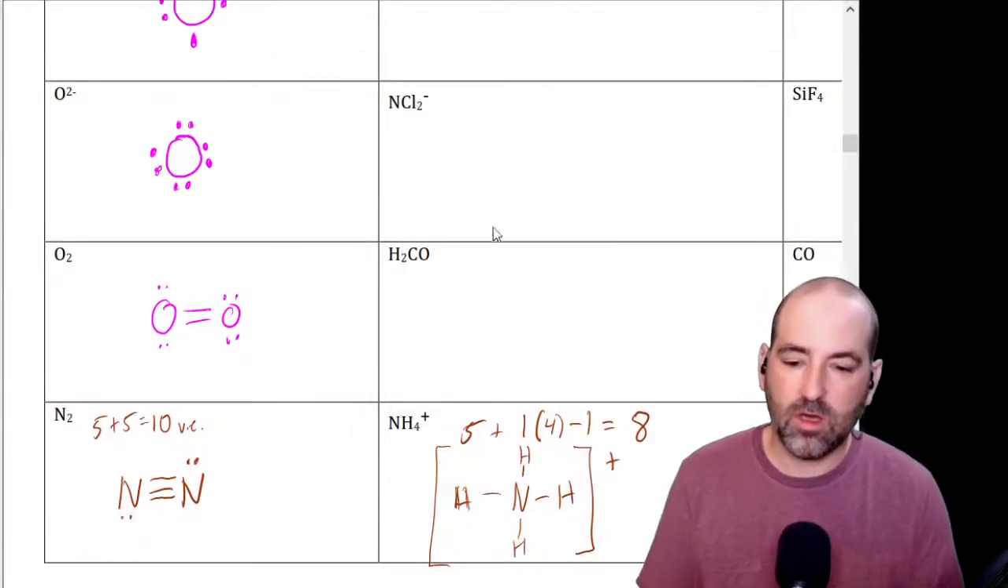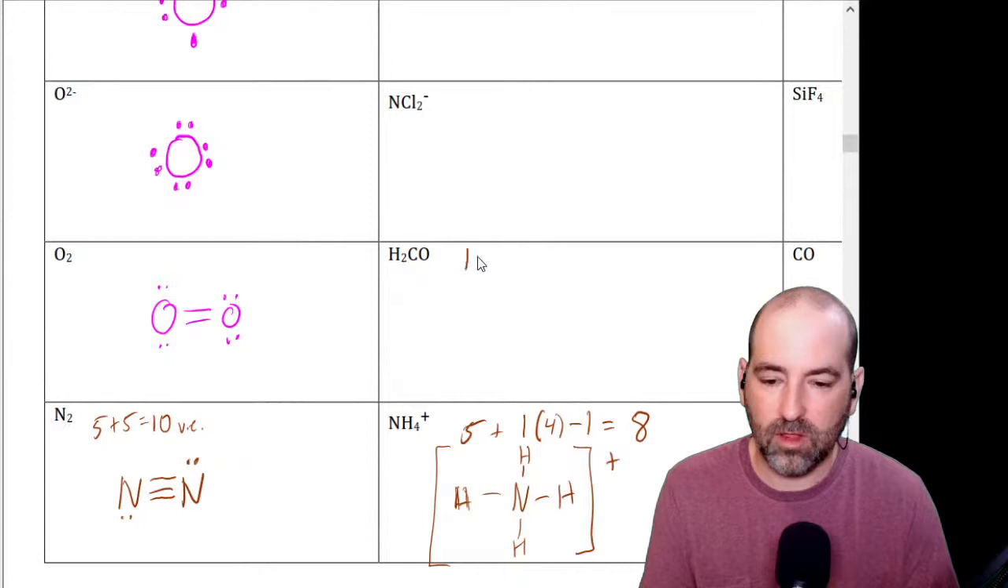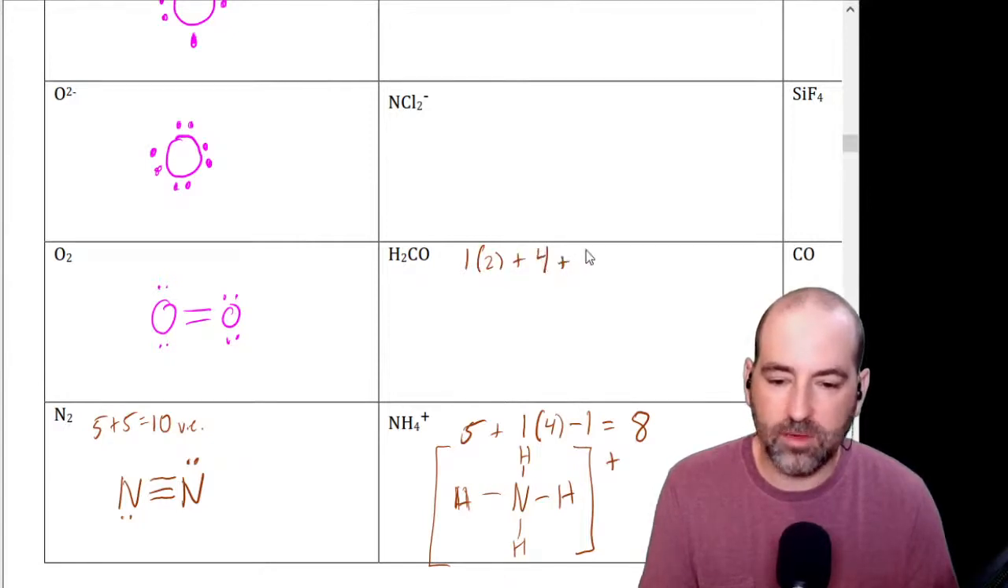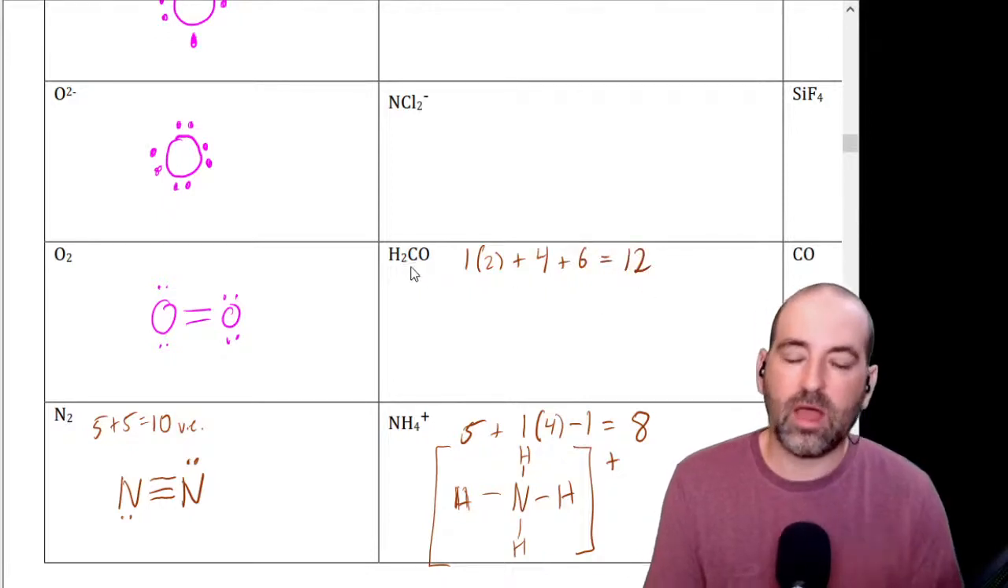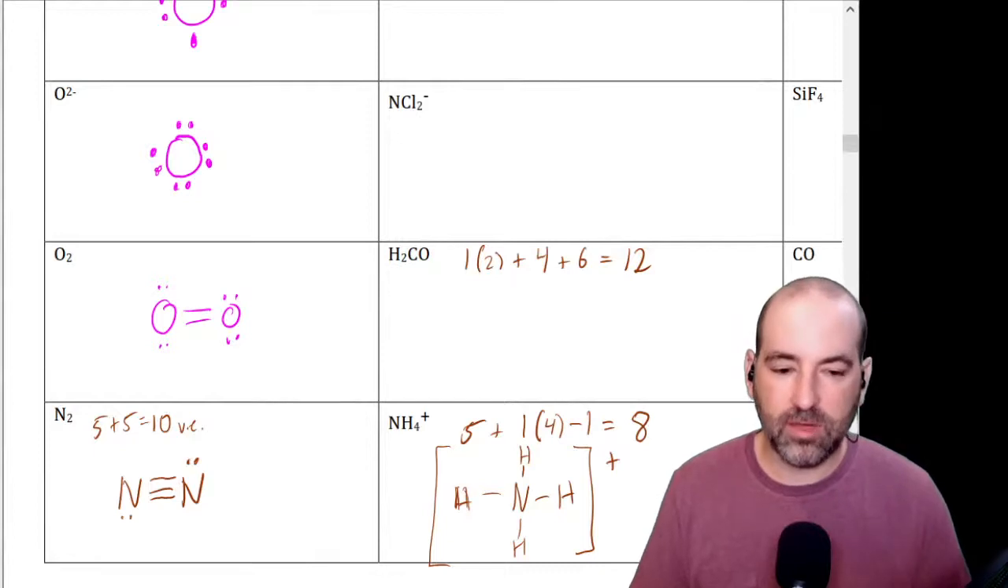All right, H2CO. So we've got 1 electron from each hydrogen, and there's 2 of those. Then we've got 4 from the carbon and 6 from the oxygen, and that equals 12. So now when we build our structure, we have to think a little bit here.